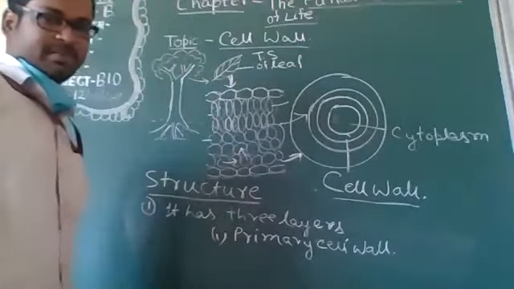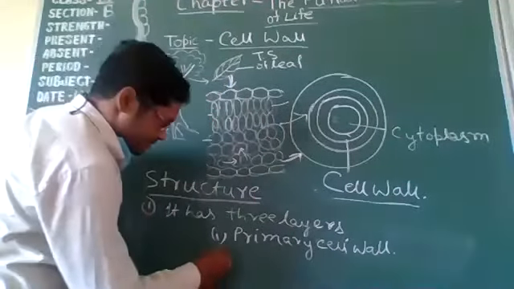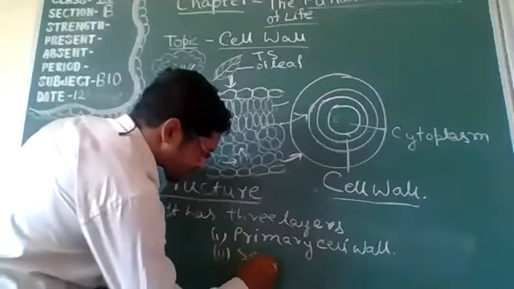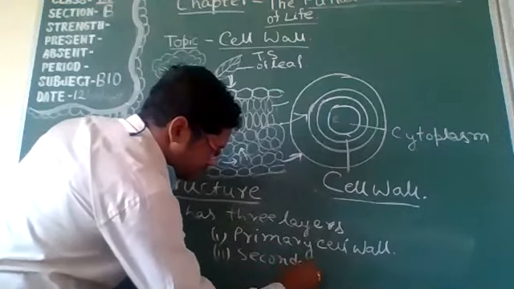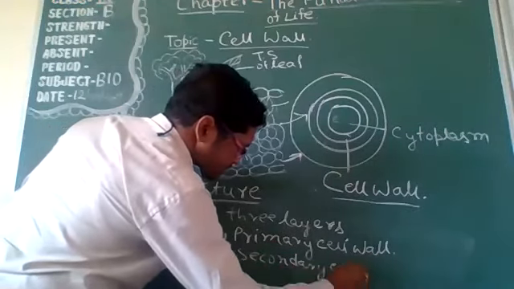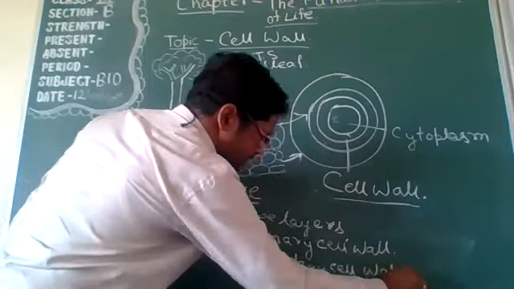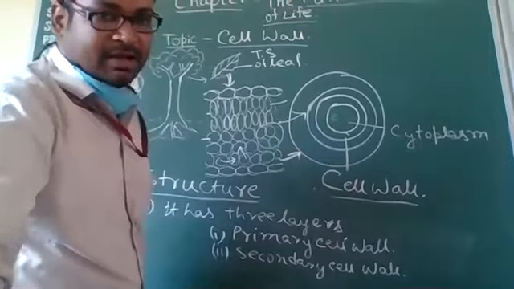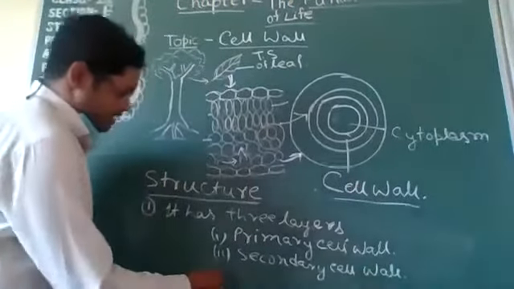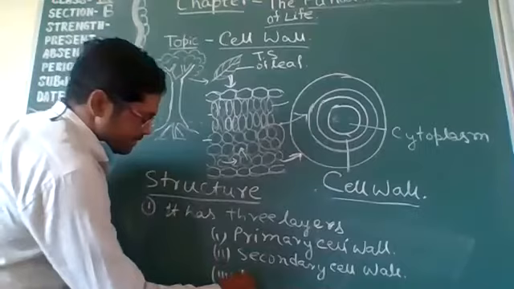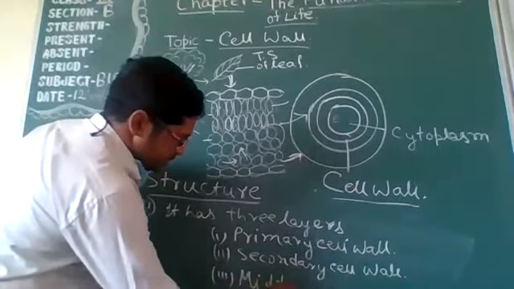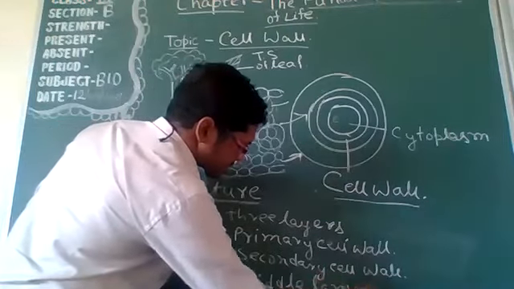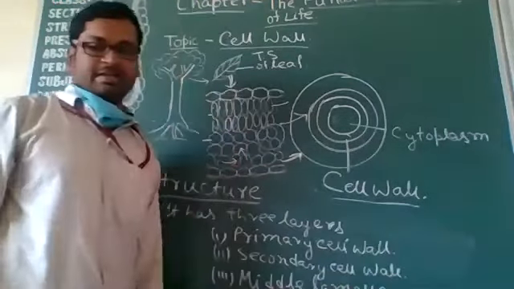Okay, number one is primary cell wall. Second is secondary cell wall. Okay, primary wall, secondary cell wall, and the next layer is middle lamella. Okay, that is three layers.